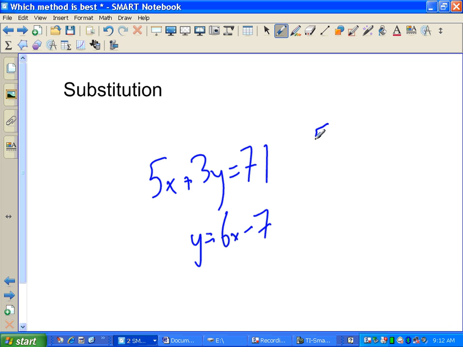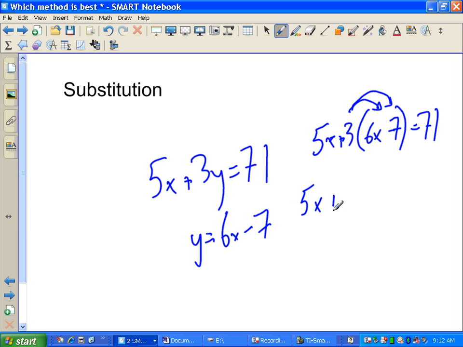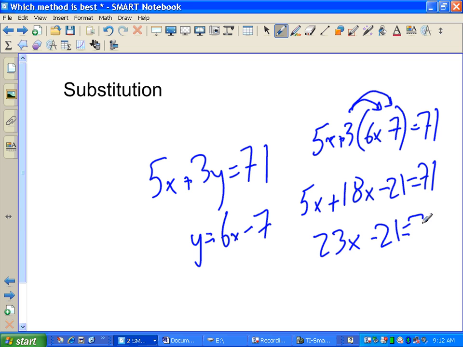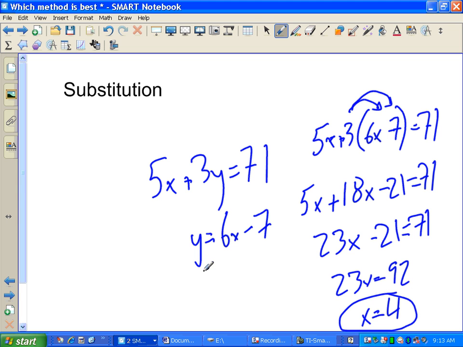So, 5x plus 3 times 6x minus 7 equals 71. Okay? You guys are experts at doing these, so no need to go through in great detail. 5x plus 18x minus 21 equals 71. 23x minus 21 equals 71. 23x is going to be 92. And this time, it works out that x is 4. Yay, for picking a good problem.